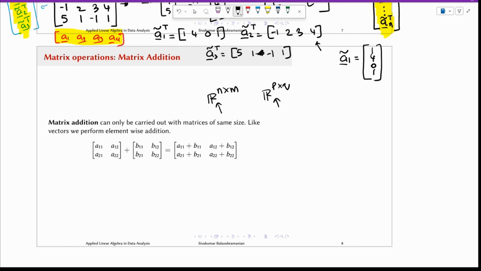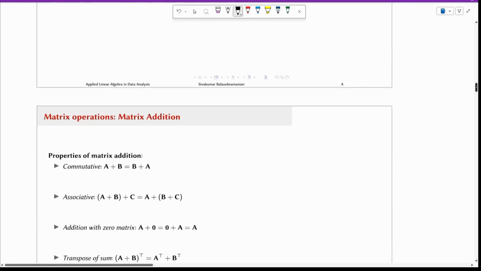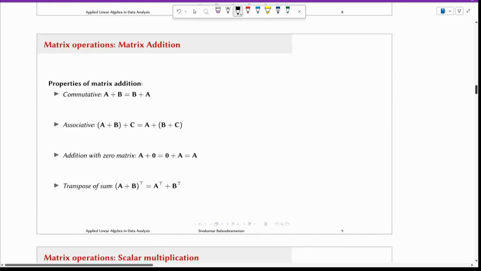You add the corresponding ijth elements of both matrices, and that's the resulting matrix. And because the set of matrices is a vector space, the resulting matrix will also be from the space Rn cross n. These are standard properties of matrix addition. Another property is that the transpose of the sum is the sum of the individual transposes. These are all things you can verify by yourself.